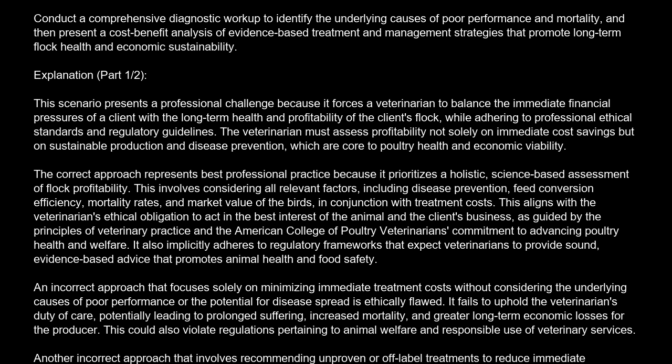health and food safety. An incorrect approach that focuses solely on minimizing immediate treatment costs without considering the underlying causes of poor performance or the potential for disease spread is ethically flawed. It fails to uphold the veterinarian's duty of care, potentially leading to prolonged suffering, increased mortality, and greater long-term economic losses for the producer. This could also violate regulations pertaining to animal welfare and responsible use of veterinary services.